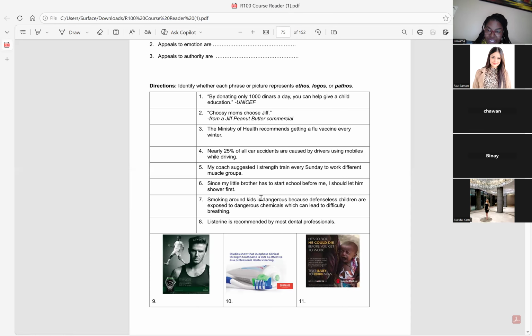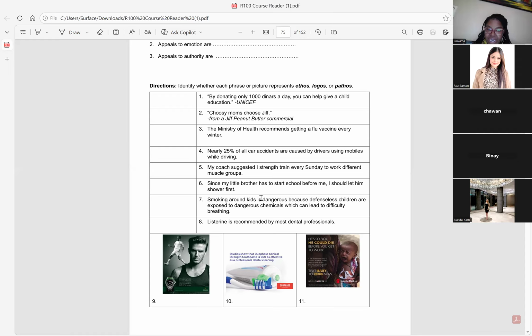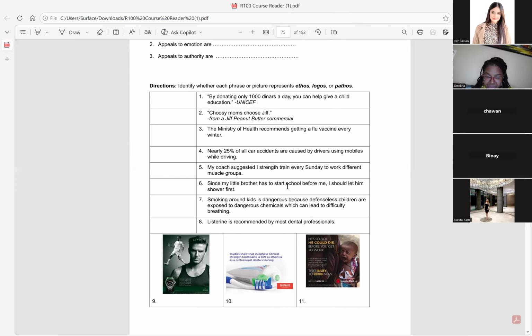What do you guys think this one is? "Since my little brother has to start school before me, I should let him shower first." Chawan, I saw your hand up. I think it's pathos because it's about emotion and being kind to his little brother. That is correct. Yes.